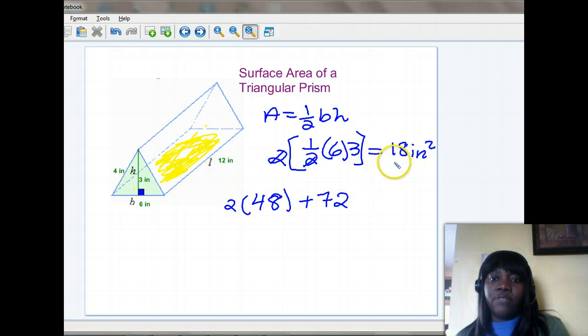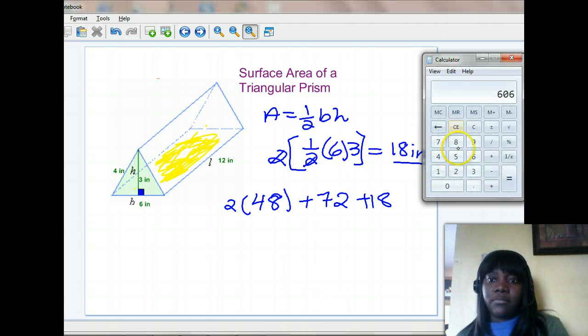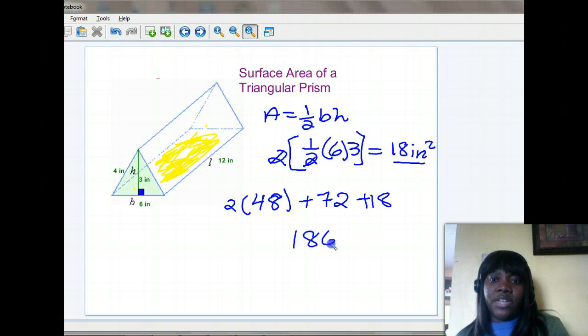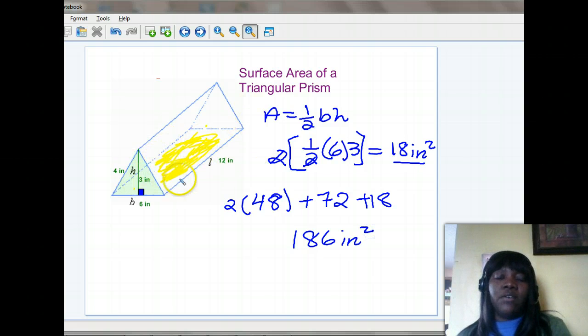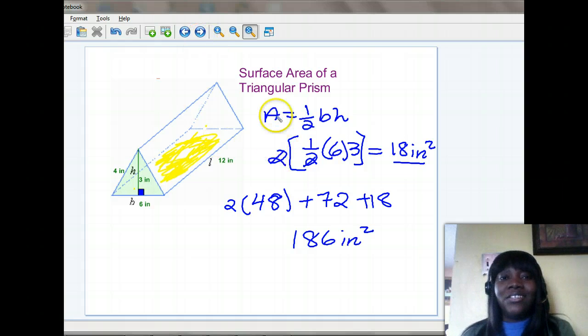And then of course we have to add the bases. Let's go ahead and add that. So we have 2 times 48 plus 72 plus 18. And here we have 186 square inches. Again, you have to basically break it down and find the area of every single shape. It's not that hard, it's just a long process, but it's manageable. We can do it. Alright, so now let's move on to cylinder.